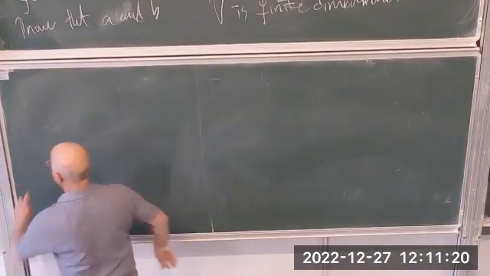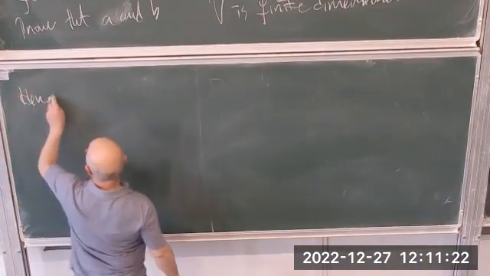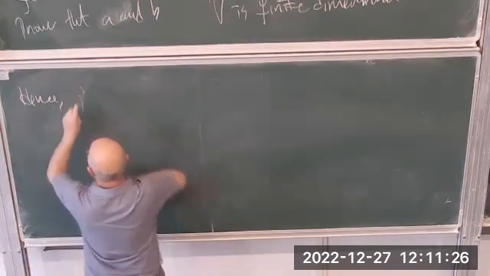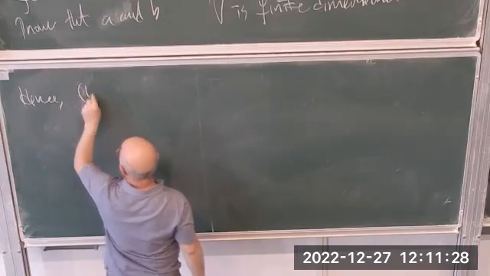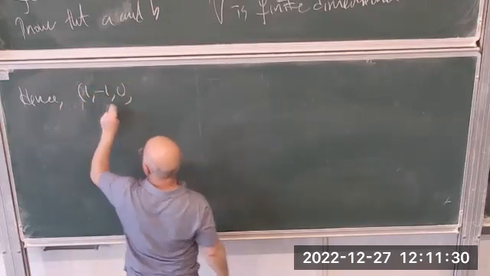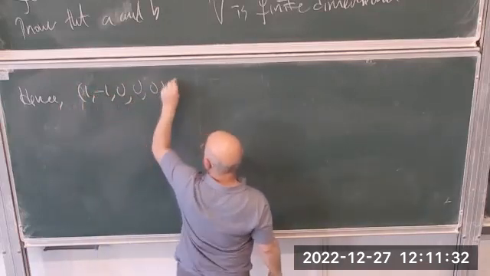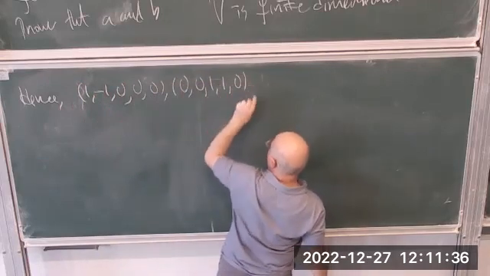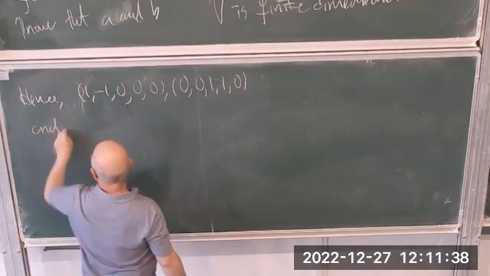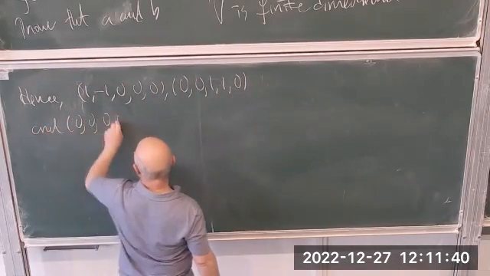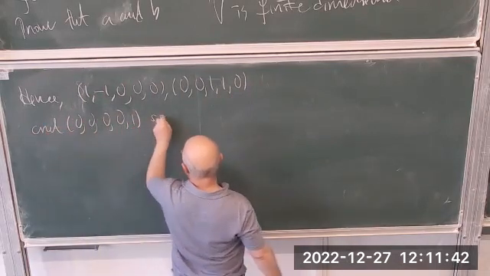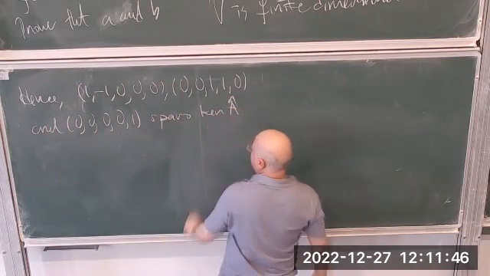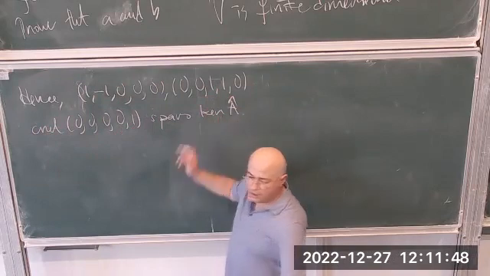We see what? Hence, these vectors, (1, minus 1, 0, 0, 0), (0, 0, 1, 1, 0), and (0, 0, 0, 0, 1) span the kernel of A hat, right? Are they linearly independent?